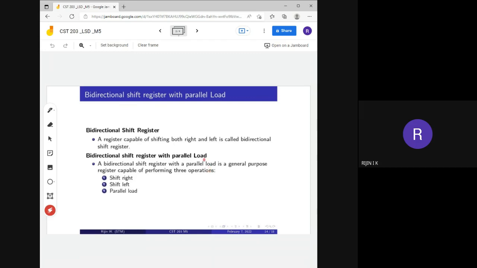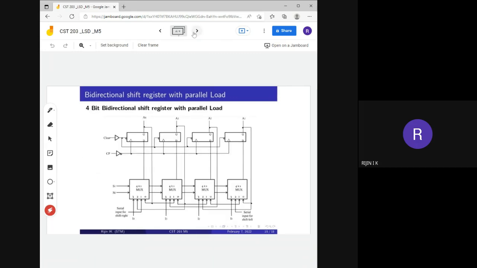Next, we can see how we will design a bidirectional shift register. Here is an example of a 4-bit bidirectional shift register with the parallel load.